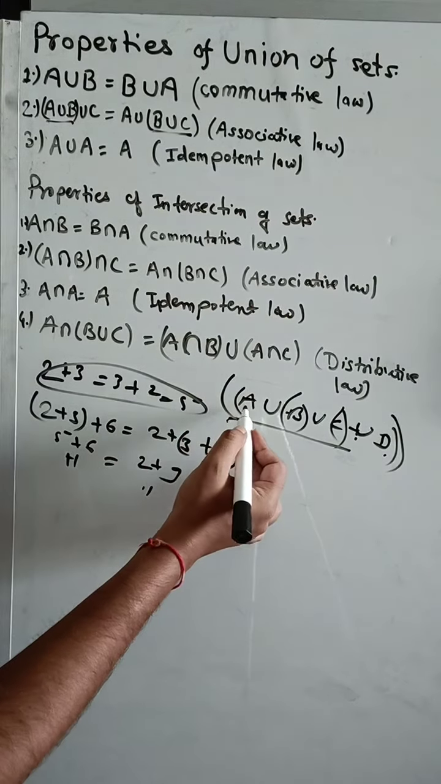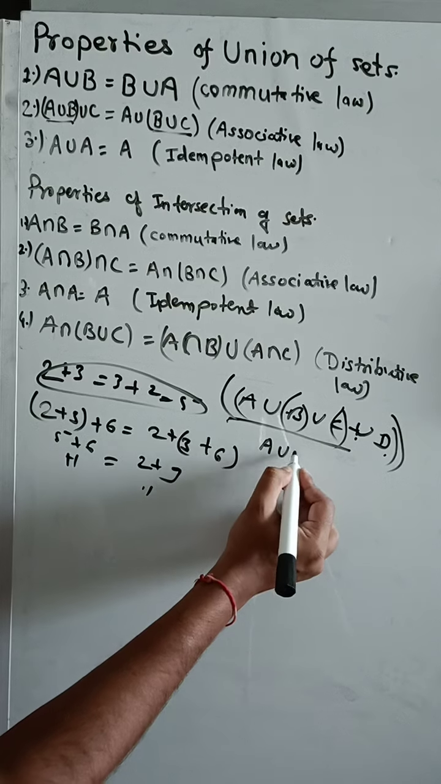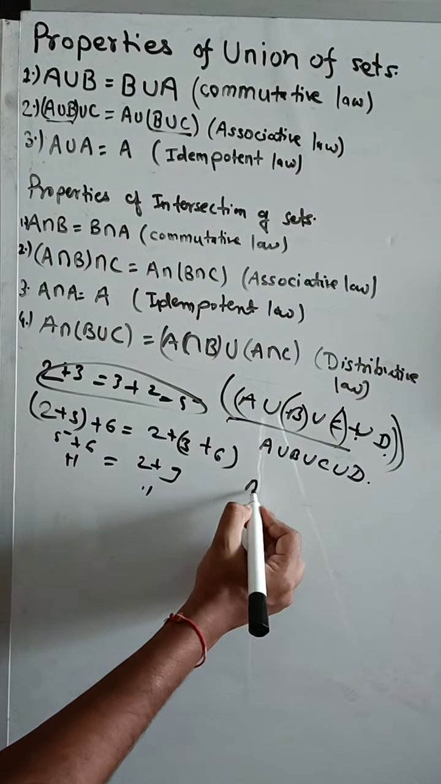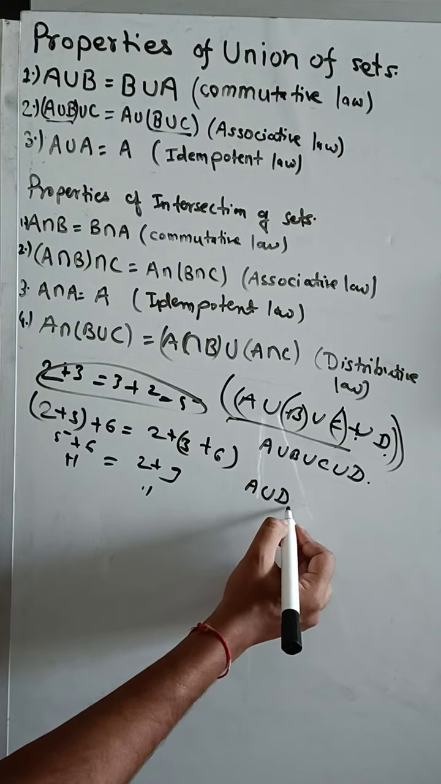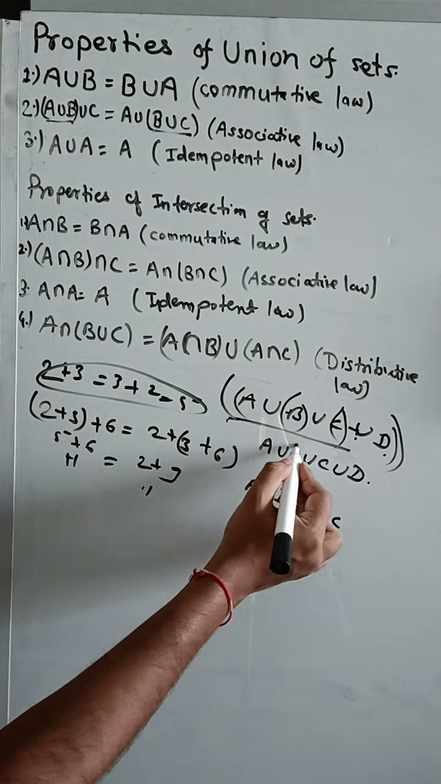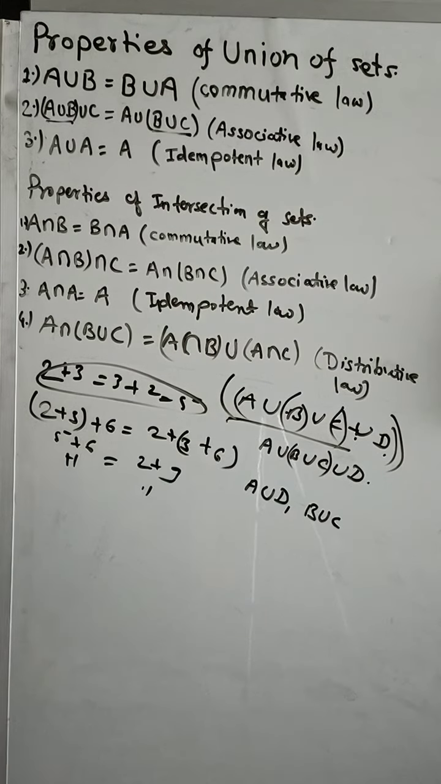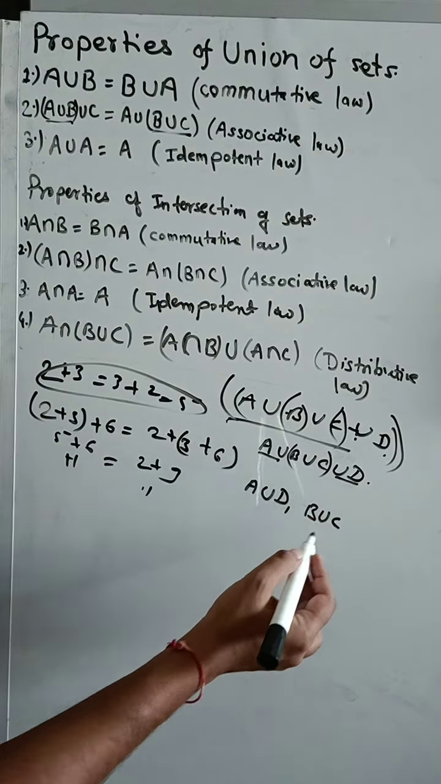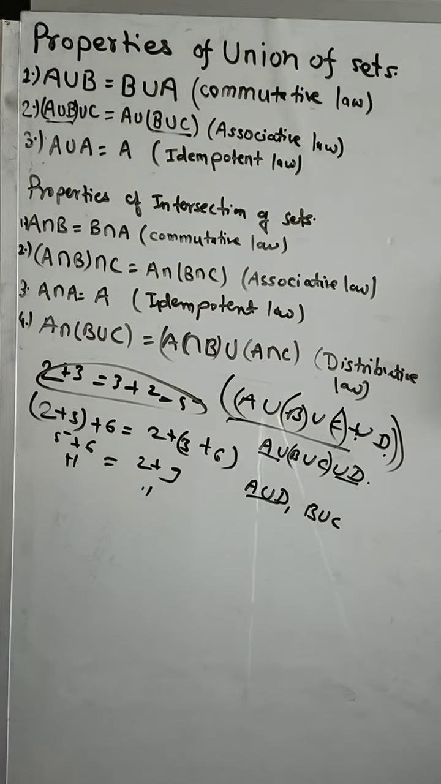For example, you are asked to find A union B union C union D, and you are given A union D, and you are given B union C. So okay, you will associate this way. That's fine, that's correct. That will work fine, right? But what about A union C union D? Will that also work? How will you identify it?